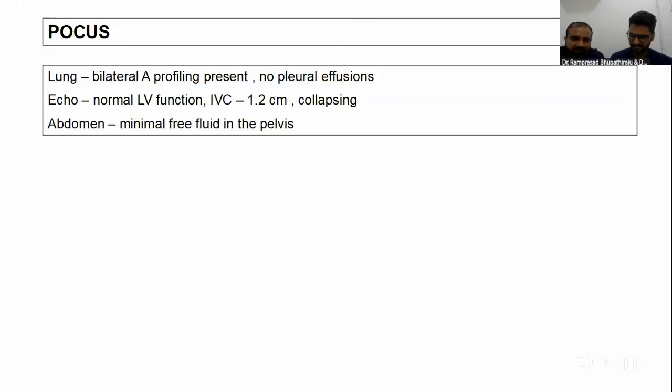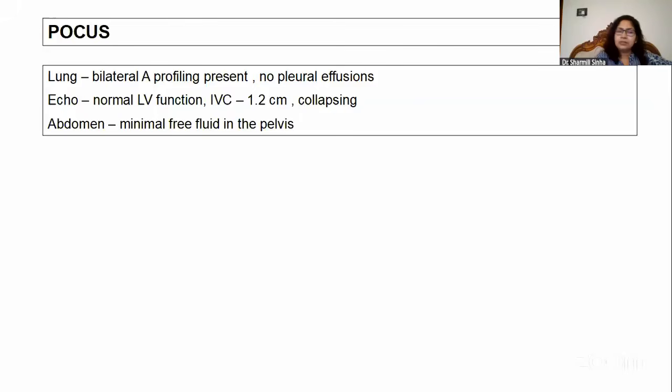As the patient is having high blood pressure, we want to rule out any pleural effusions, or any accelerated hypertension causing pulmonary edema. We also want to see LV function, since we are suspecting ACS, whether any RWMA is there or not. And on abdominal examination, we might miss any free fluid. For that also, we want to do a FOCUS at this point of time.